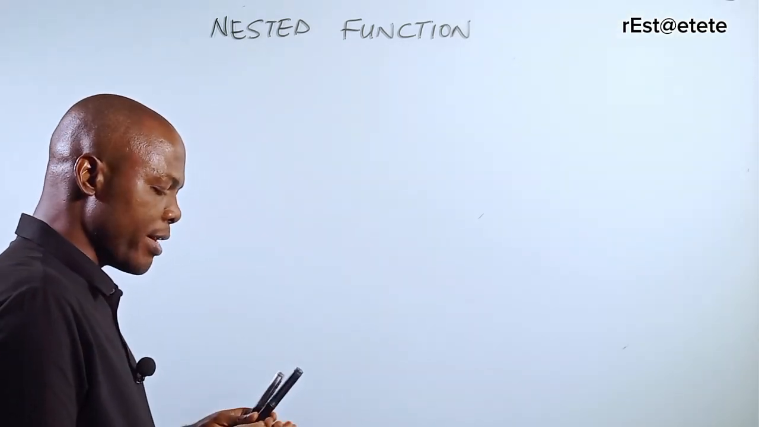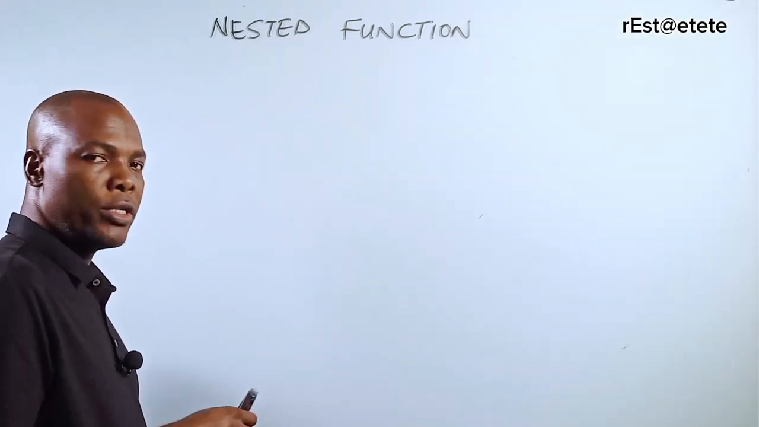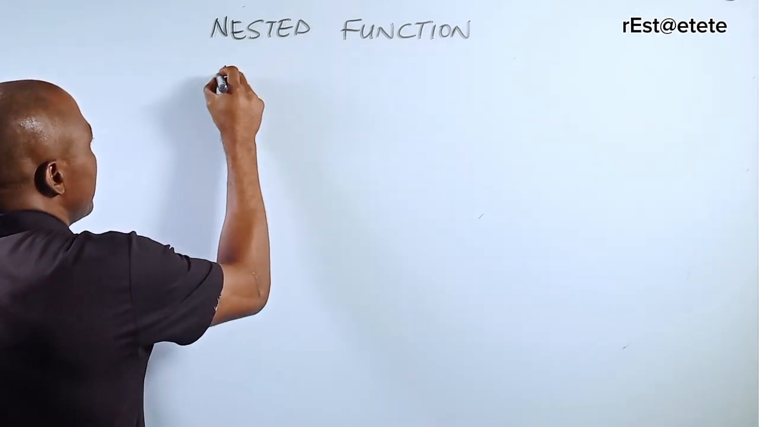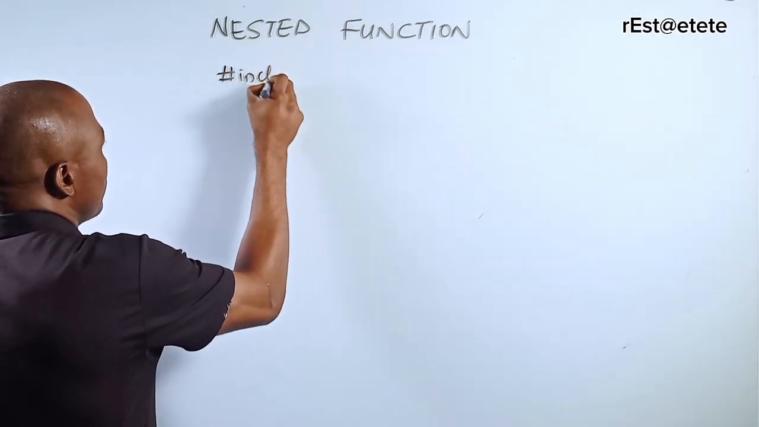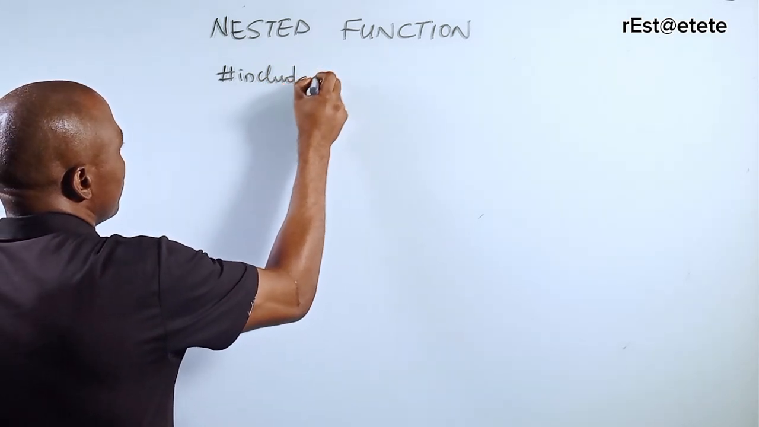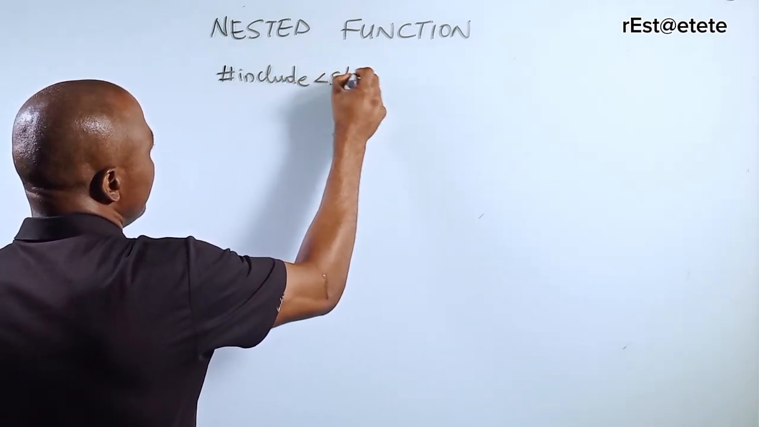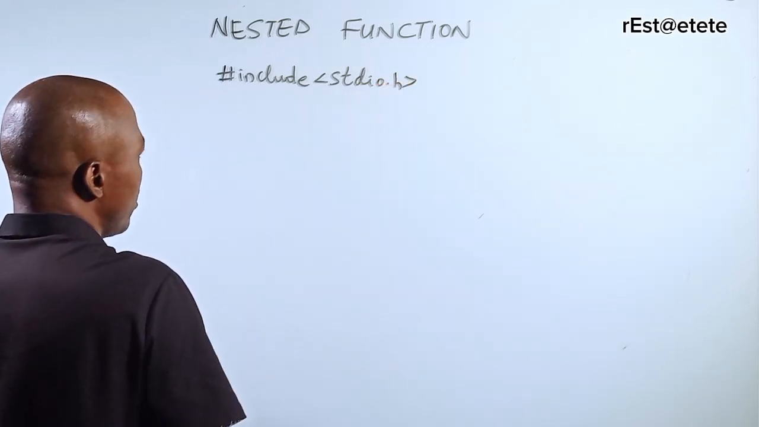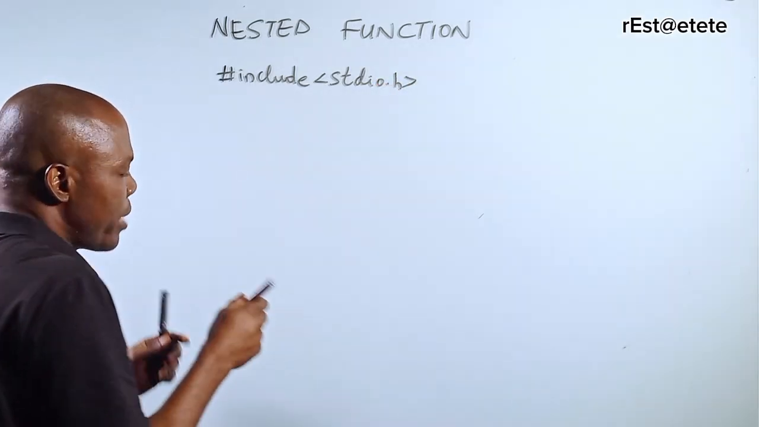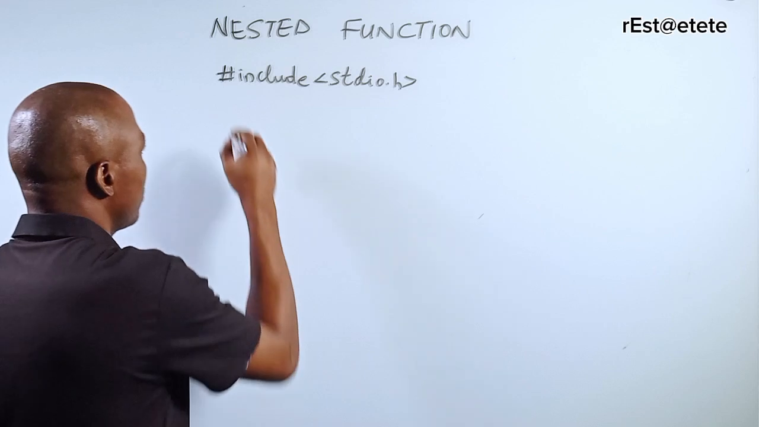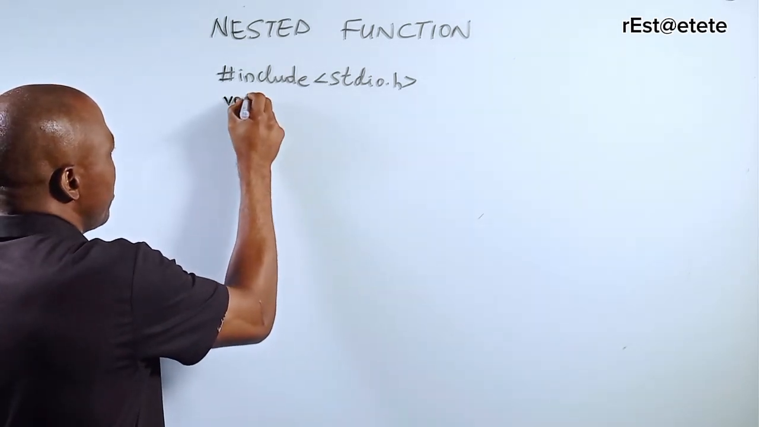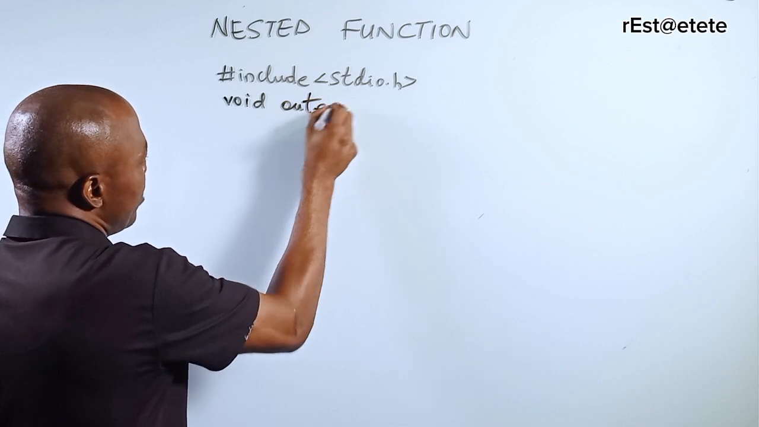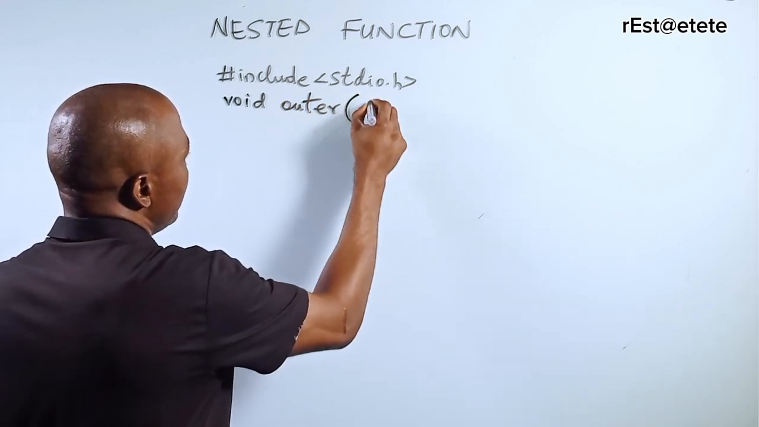Now, let's write a very simple program to explain this nested function. I'll say include stdio.h. All right. So I am going to write an outer function. So void, and I will just call it outer, right? And then I will do this.